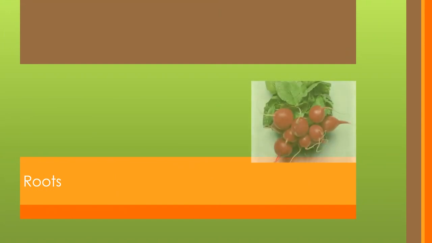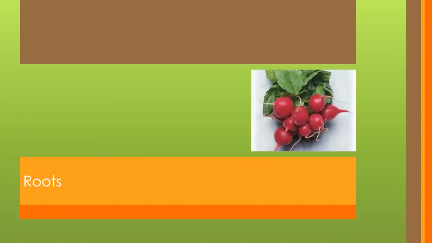Okay, what about roots? Well, it turns out we can eat them, right? So let's look at a few examples right here. That's a root that we eat. Do you know what that is? That's called a radish. I don't know how often you eat radishes. They're kind of spicy hot, really. Typically, when you cut them open, they're red on the outside and white on the inside. Some of them have stripes on the inside. Pretty cool.